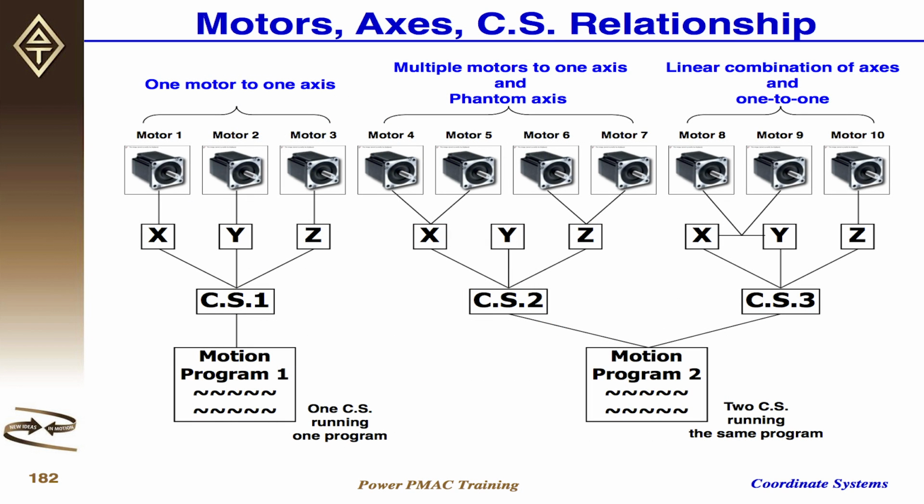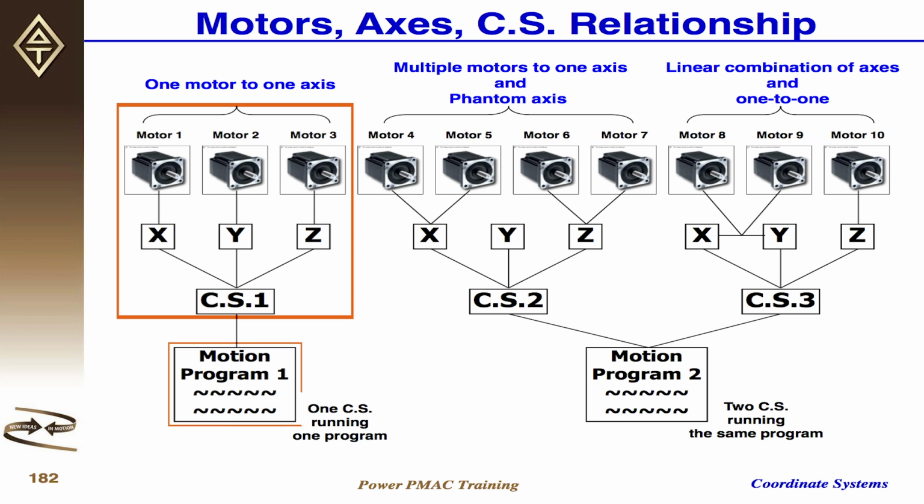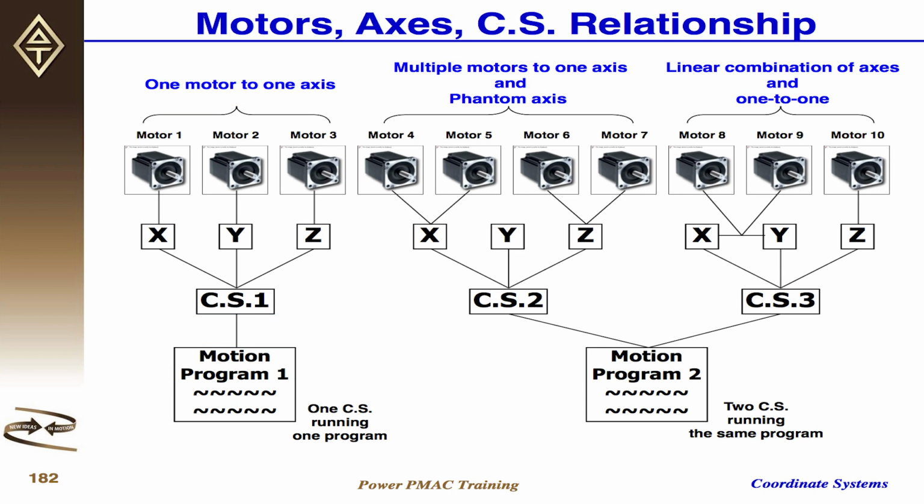So, what that all means: over here on the far left, we have coordinate system 1, which is made up of motors 1, 2, and 3. Each of the three motors is directly assigned 1-to-1 to the axes X, Y, and Z. So in coordinate system 1, motor 1 controls the X-axis, motor 2 controls the Y-axis, and motor 3 controls the Z-axis. And we're running motion program 1 in that coordinate system, controlling those motors. That's fine. Next, we have coordinate system 2.